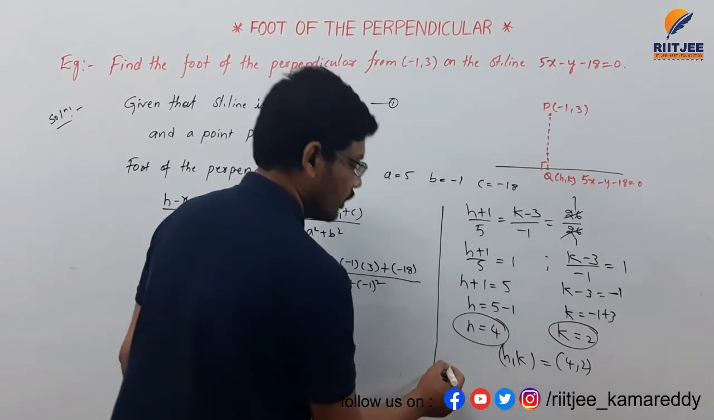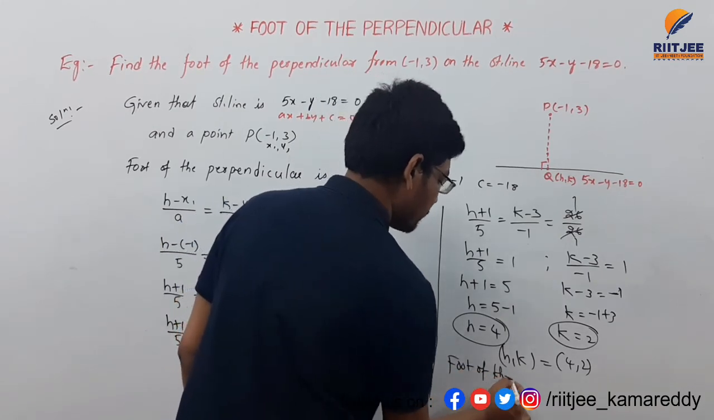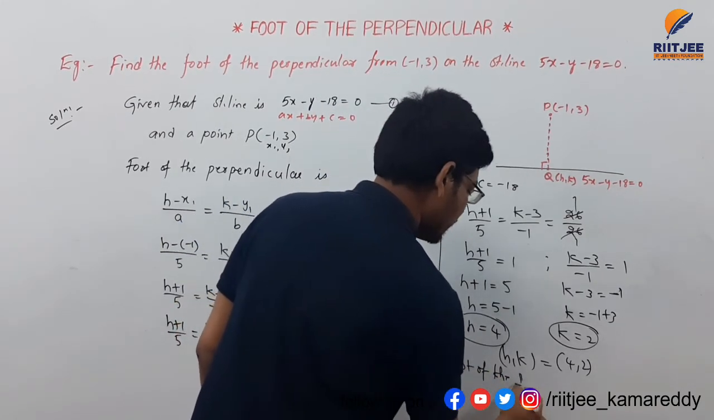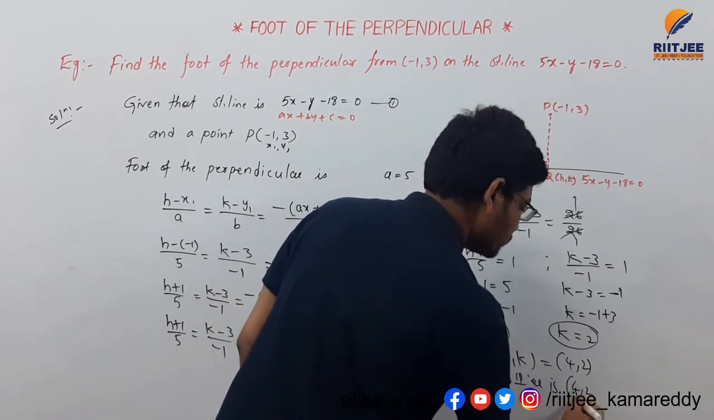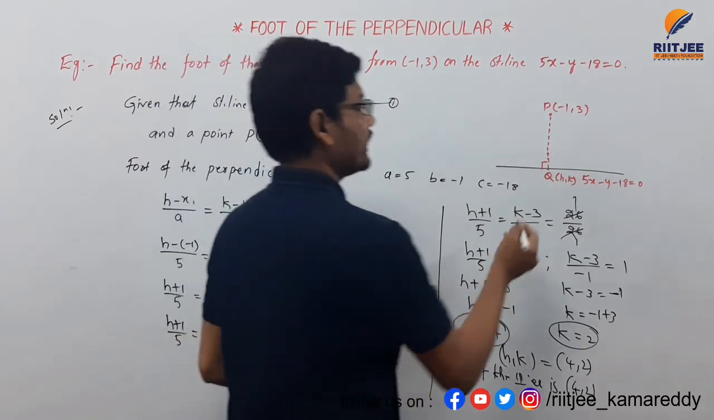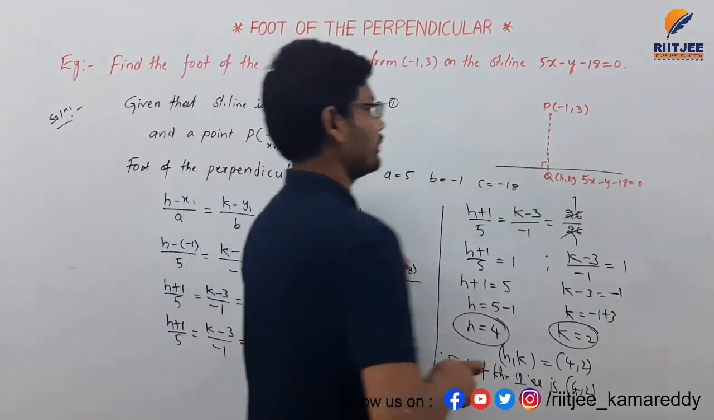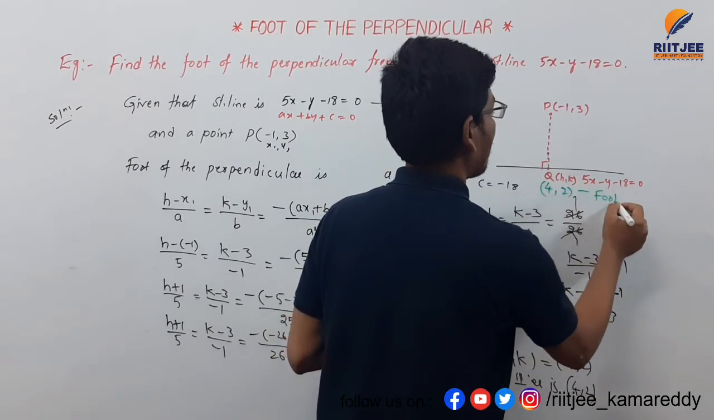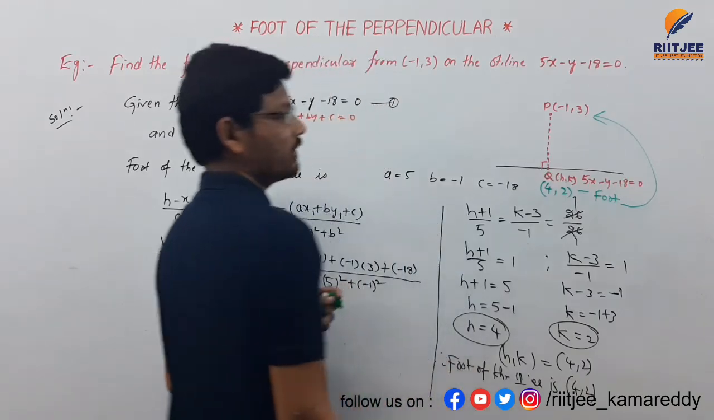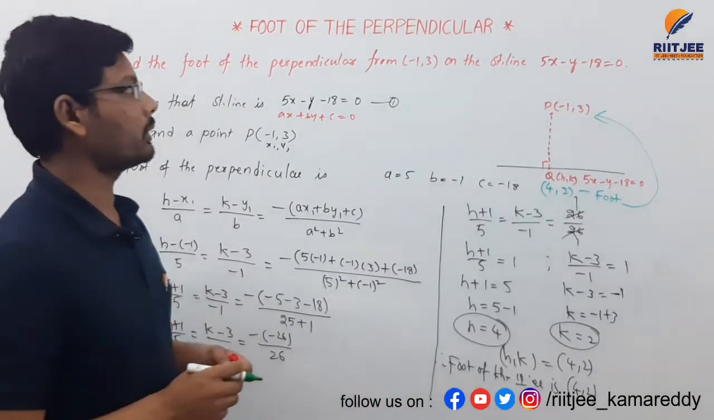This is nothing but the foot of the perpendicular. Therefore the foot of the perpendicular is 4 comma 2. So the answer is 4 comma 2 as the foot of this point minus 1 comma 3. This is all about the concept of the foot of the perpendicular.